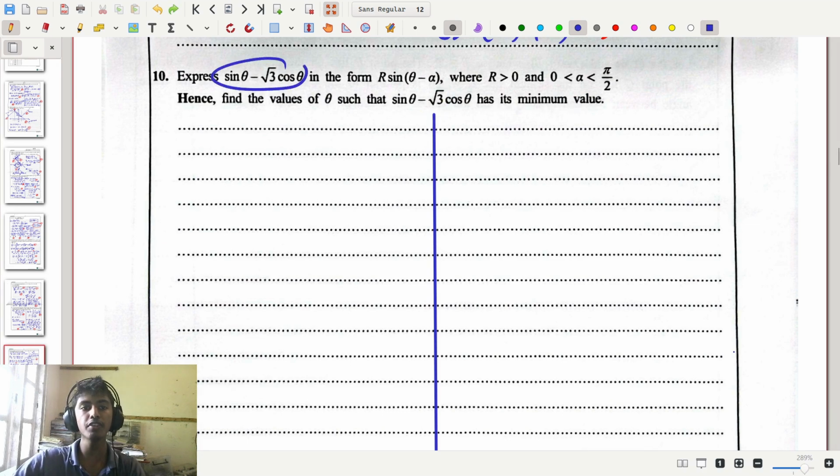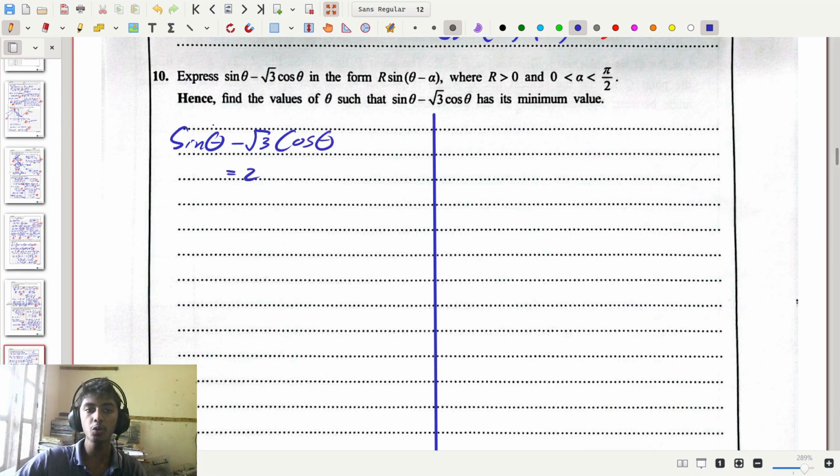Now to start off, when we see something like this, we are immediately going to do the following. We're going to take sine of theta minus the square root of 3 times cosine of theta, and multiply and divide by 2 to get 2 times a half times the sine of theta minus the square root of 3 divided by 2 times the cosine of theta. The reason we're going to do this is because 1 half and the square root of 3 divided by 2 are famous trigonometric values. 1 half is equal to the sine of 30 degrees or the cosine of 60 degrees, and square root of 3 divided by 2 is equal to the sine of 60 degrees or the cosine of 30 degrees respectively. So now with this, we can convert this into something nicer.